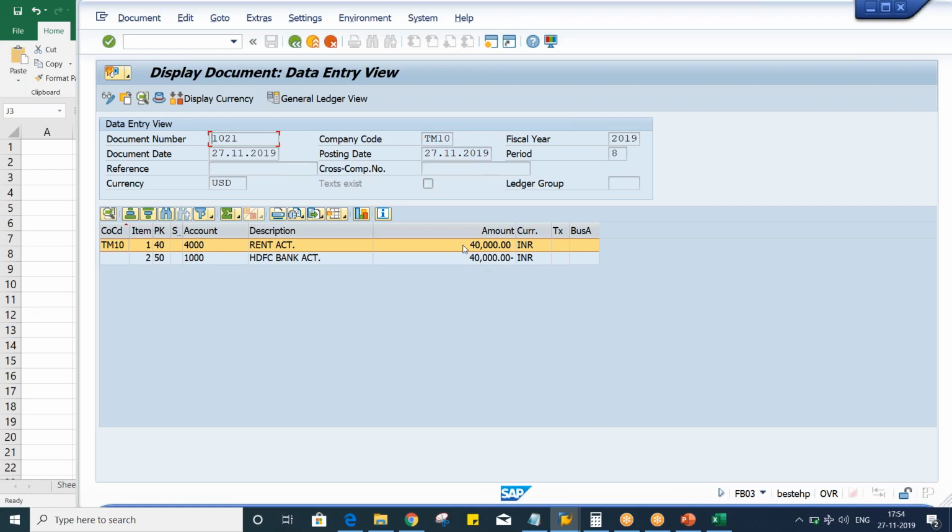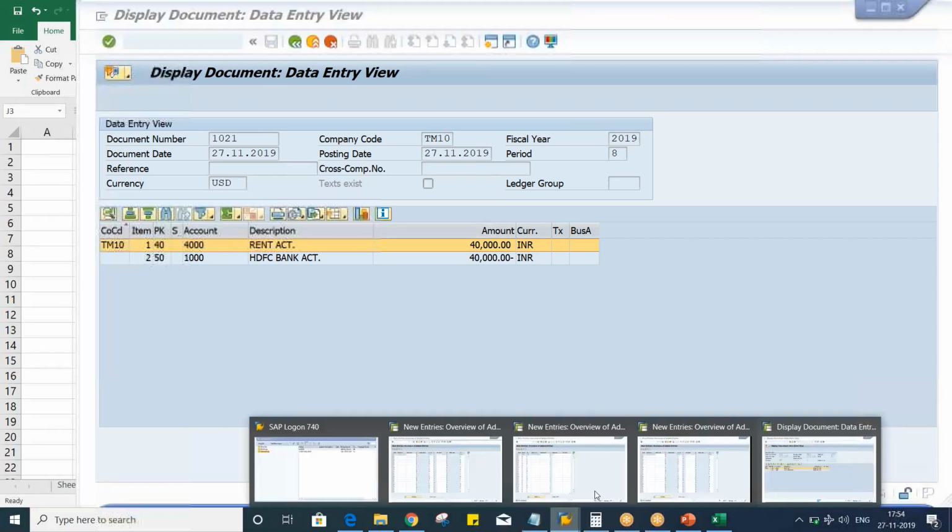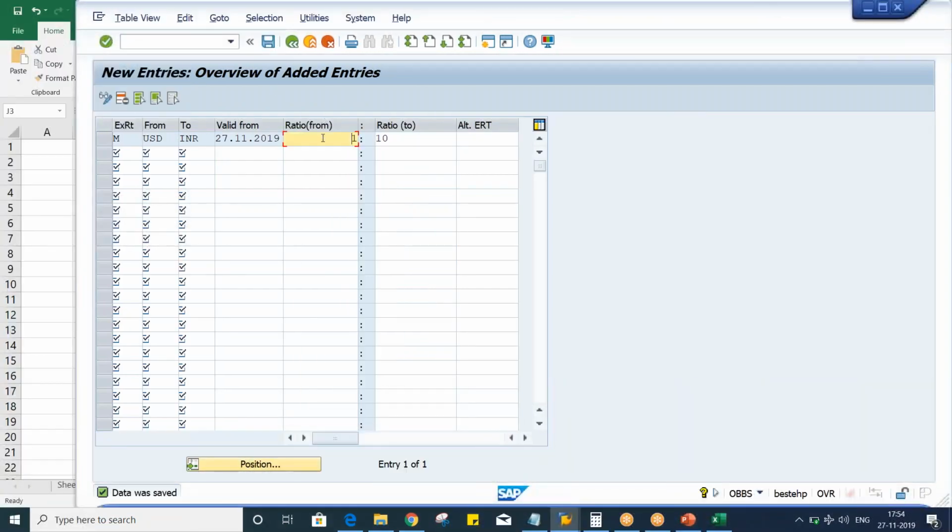So what is happening, guys? First of all, what is the use of the translation ratio? The translation ratio shows the relationship between two currencies. That is the first thing. Second thing, in most cases we specify a 1:1 translation ratio itself. But if one currency value is quite low compared to the other one, then in that case, what is happening, guys?